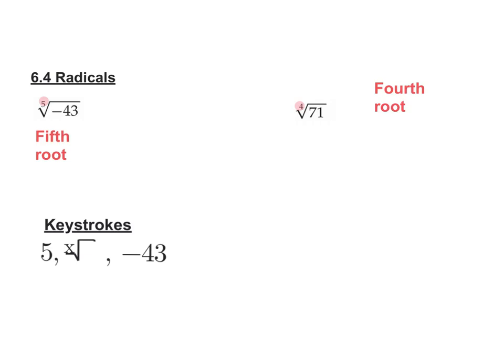So again, hit the math menu, and the 5th one down, I think, looks like a radical with a little x in it. When you hit that button, what should happen is the 5 slides in as the index. And then, of course, you can just type negative 43. Be careful. Don't use the minus sign. Use the negative sign. The math button says math. It's underneath the alpha key, right underneath the green key.